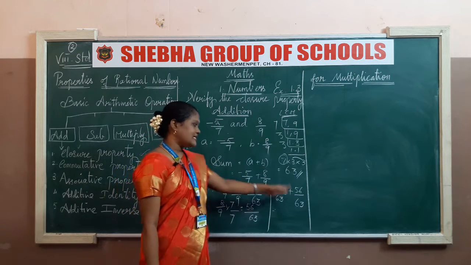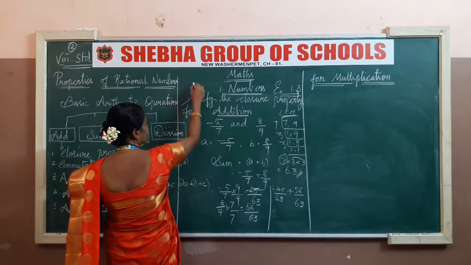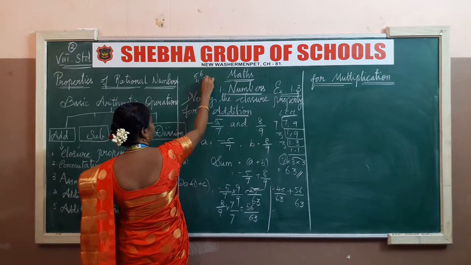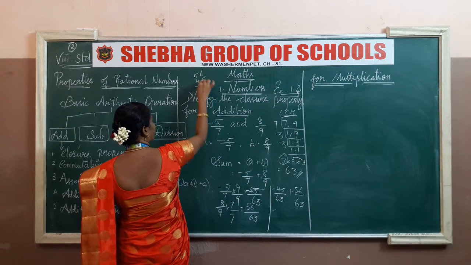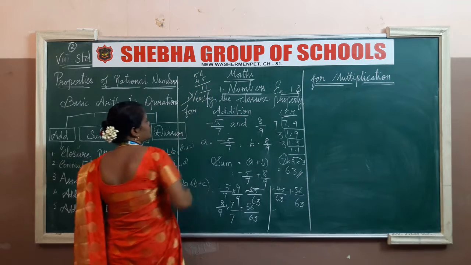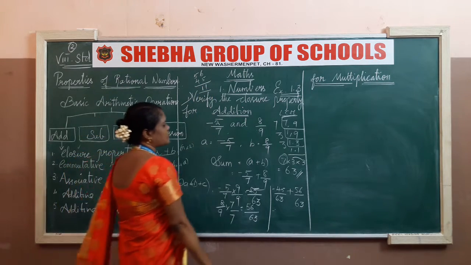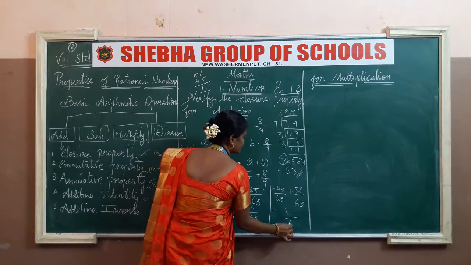subtract the numbers. Subtract, what number should come? 56 minus 45. 6 minus 5 is 1, 5 minus 4 is 1. Am I right? So 11 is the answer for this sum. So I put it as 11 by 63.